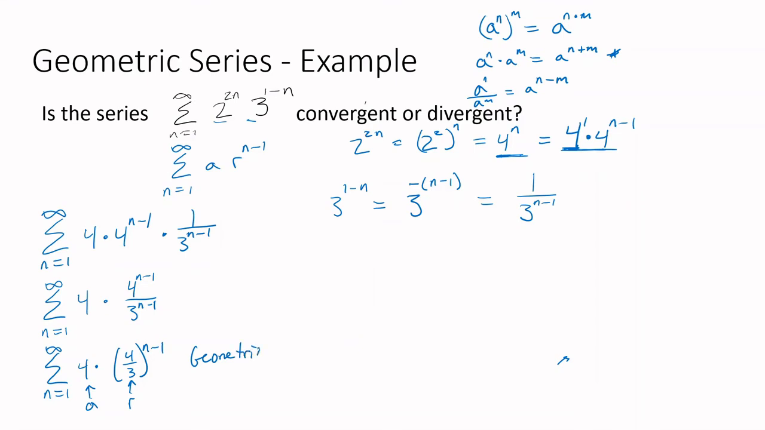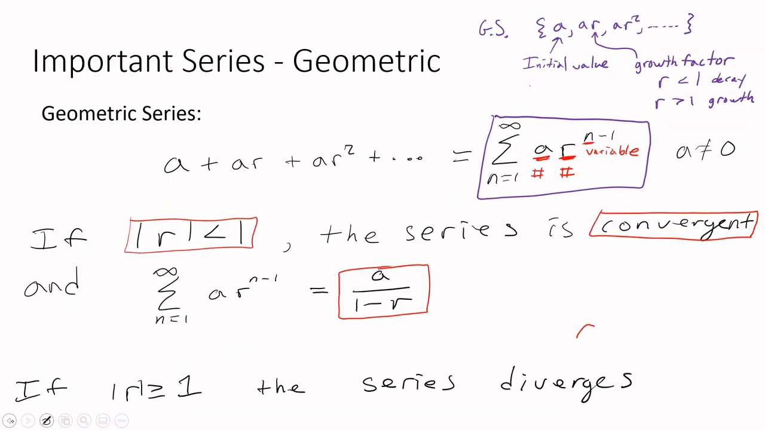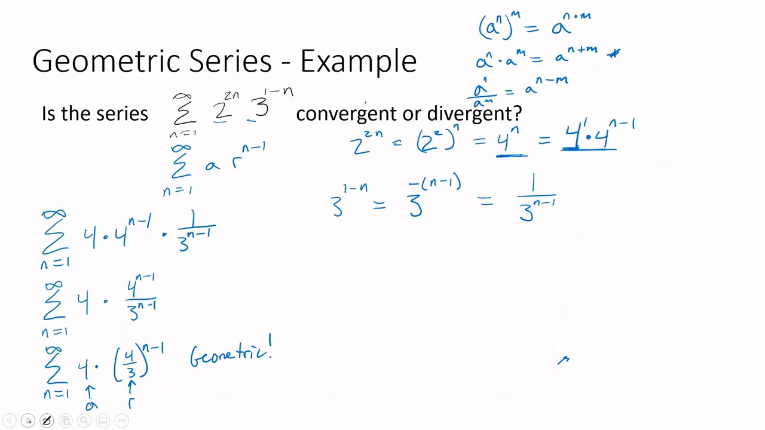Geometric. Okay, so I want to know what happens to this series. Well, if I can get it as a geometric series, which I do, I look at the absolute value of my R. So let's do that. My R is 4/3. So the absolute value of that is just 4/3, which is bigger than 1, which means my series is divergent. And there you go.